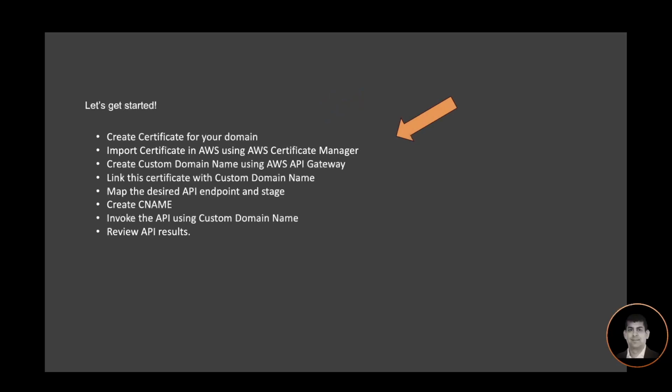Let's get started. We'll create a certificate for the domain. We'll import the certificate in AWS using AWS Certificate Manager. We'll create a custom domain name using API Gateway. We'll link this certificate with the custom domain name, map the desired API endpoint and stage, and then create a CNAME, invoke the API using the custom domain name, and then we'll review the API results.